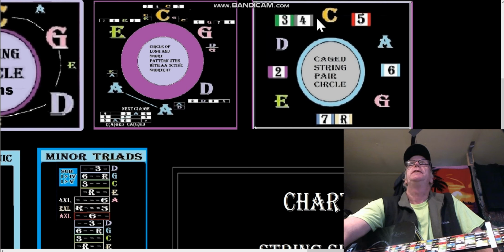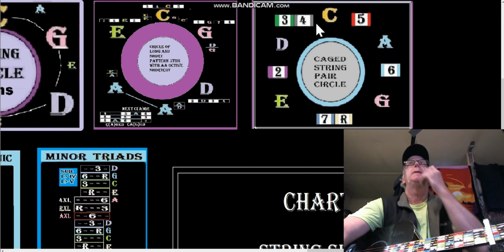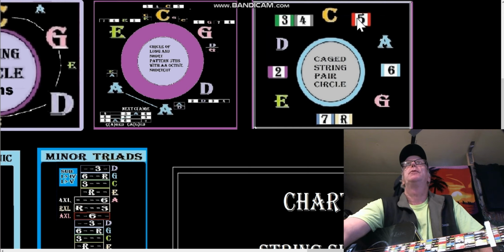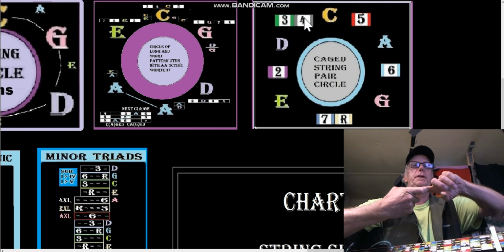Okay, so just continuing here, we have the cage circle, and C is 3 4 5 string shape. A is 5 6. You see how the letter is surrounded by its numbers? G is 6 7 root. E is 7 root 2. D is 2 3 4, and they share the numbers in between.